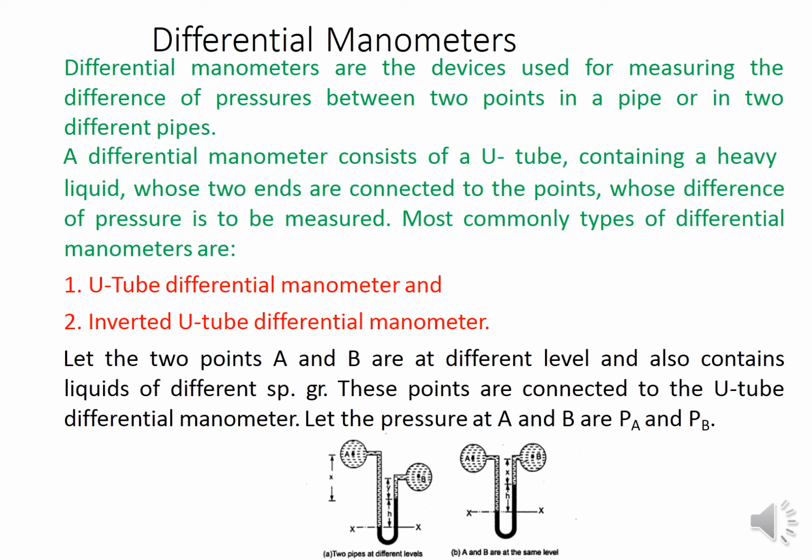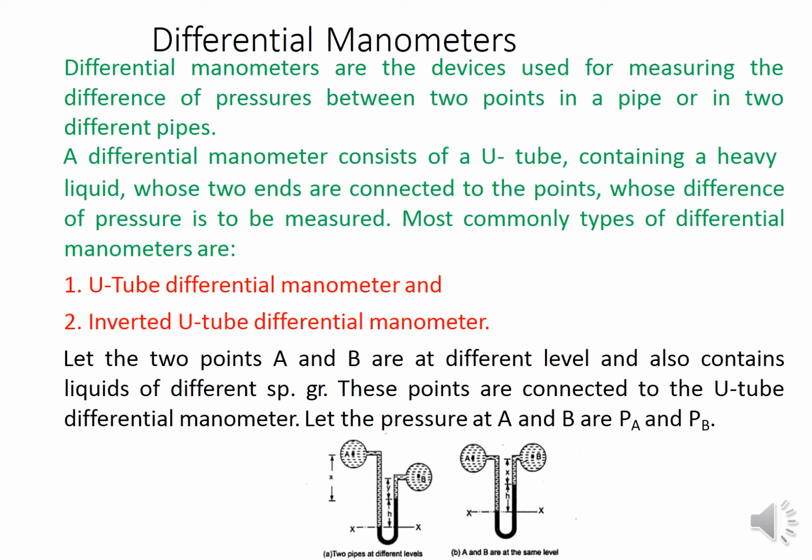So differential manometers are the devices used for measuring the pressure difference between 2 points in a pipe or in 2 different pipes. The differential manometer consists of a U-tube containing heavy liquid whose two ends are connected to the points. Both ends are connected to the points. So you can see in the figure point A and point B. If you want to measure the difference, just connect these points to those pipes or at different sections, then you can measure the pressure.